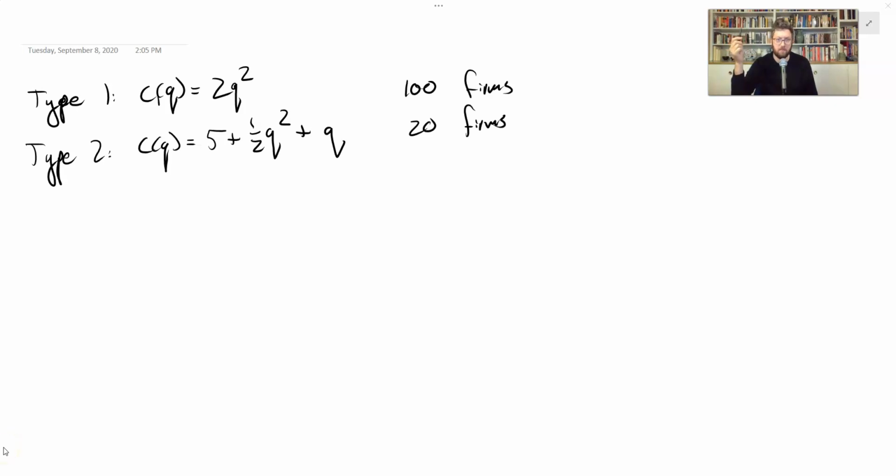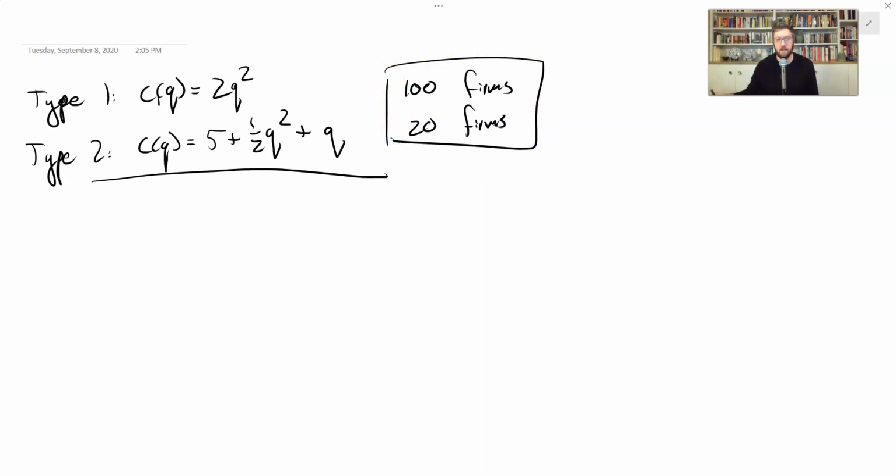Okay, so here's an example where we've got two types of firms with two different cost functions, and there are 100 of the first type with the first cost function and 20 with the second cost type. We want to find the industry supply, but we're told first what you need to do is find the individual supply for each market. So we don't need this information yet. Put that in a box, set it aside.